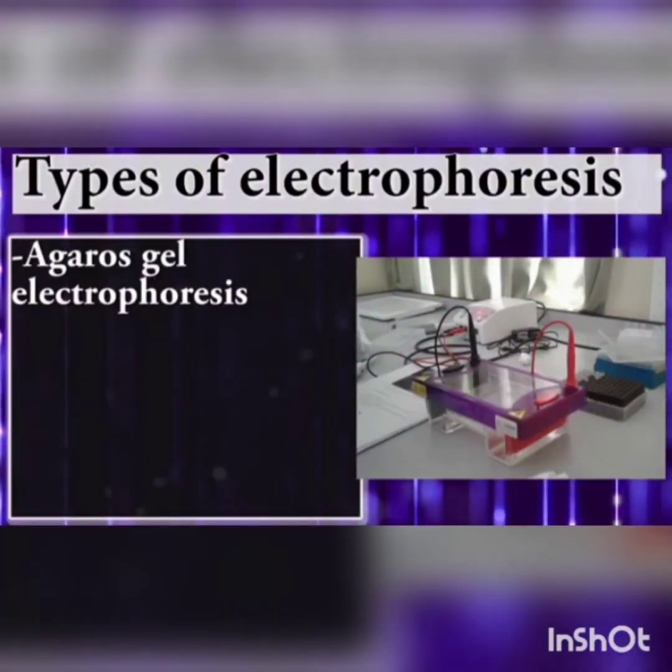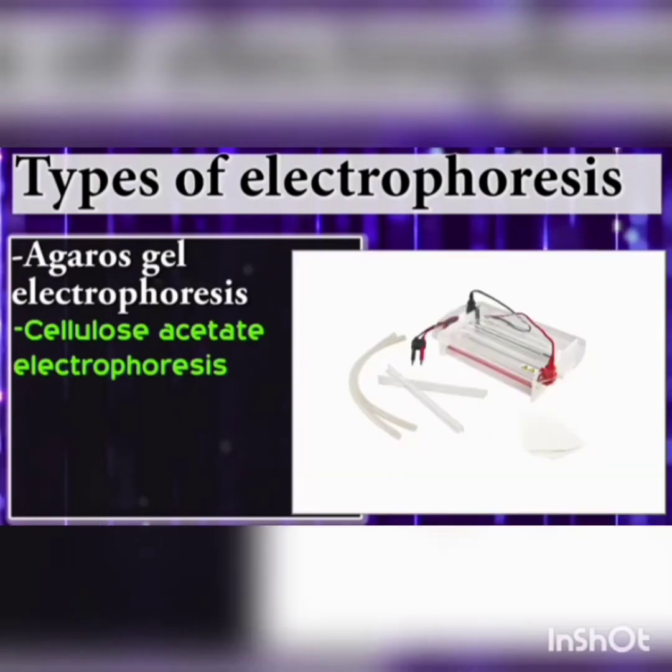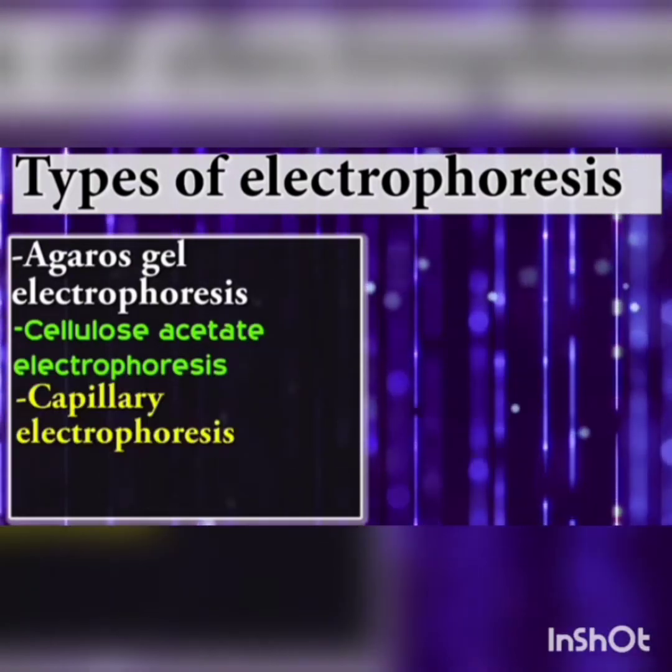What are the types of electrophoresis? Agarose gel electrophoresis, cellulose acetate electrophoresis and capillary electrophoresis.